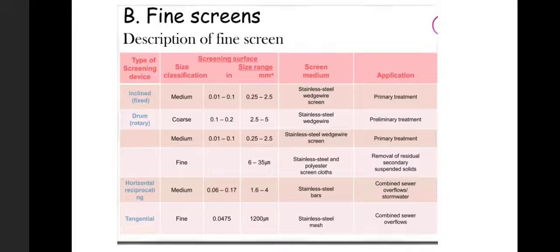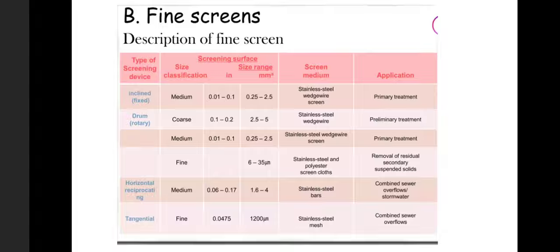When coming to the horizontal reciprocating type, we can use this type only for medium screened particles, with particle size ranging from 1.6 to 4 mm. Here we can adopt only stainless steel bars to prevent the entry of particles into the treatment system. So it is only used for combined sewers and overflow stormwater type.